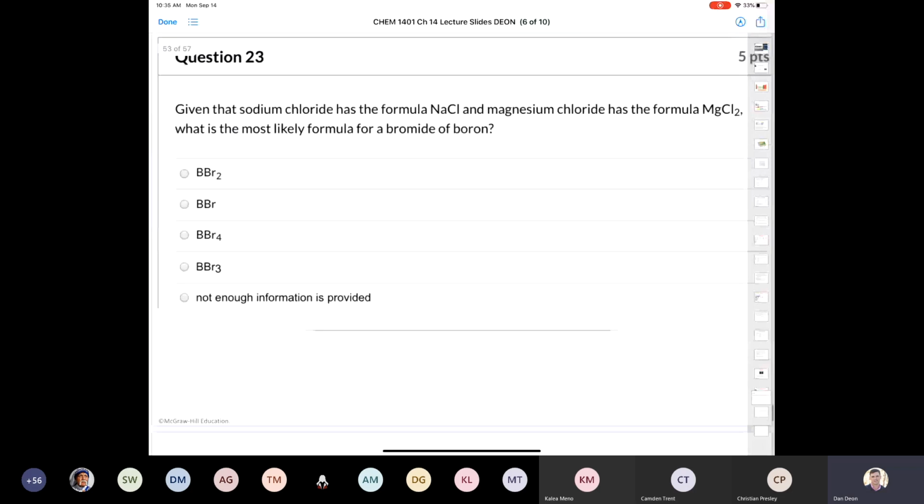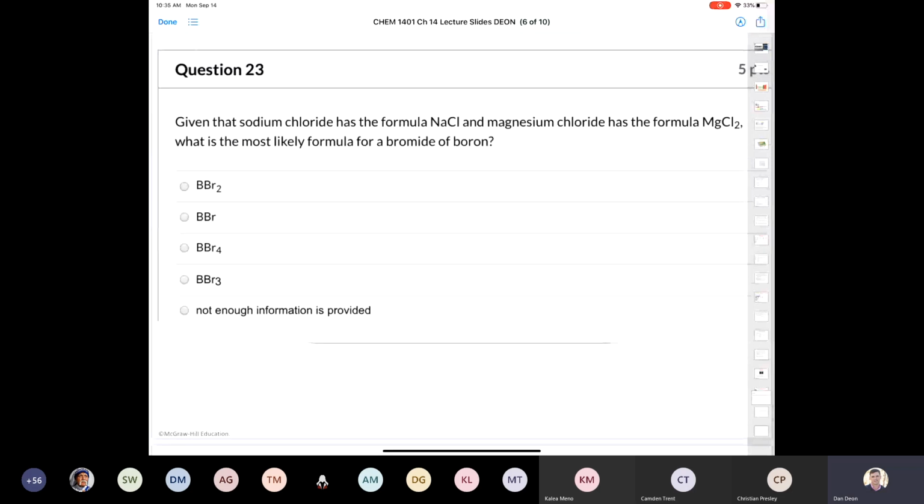Let's take a look at this one here. This question is in the exact same vein. It says, given that sodium chloride and magnesium chloride have these formulas, what do you think the formula would be if you made a compound made of boron and bromine? Not a trick question. Who could just give me an idea? I'm not even going to walk you through the answer yet. I want to know if my students can figure this out.